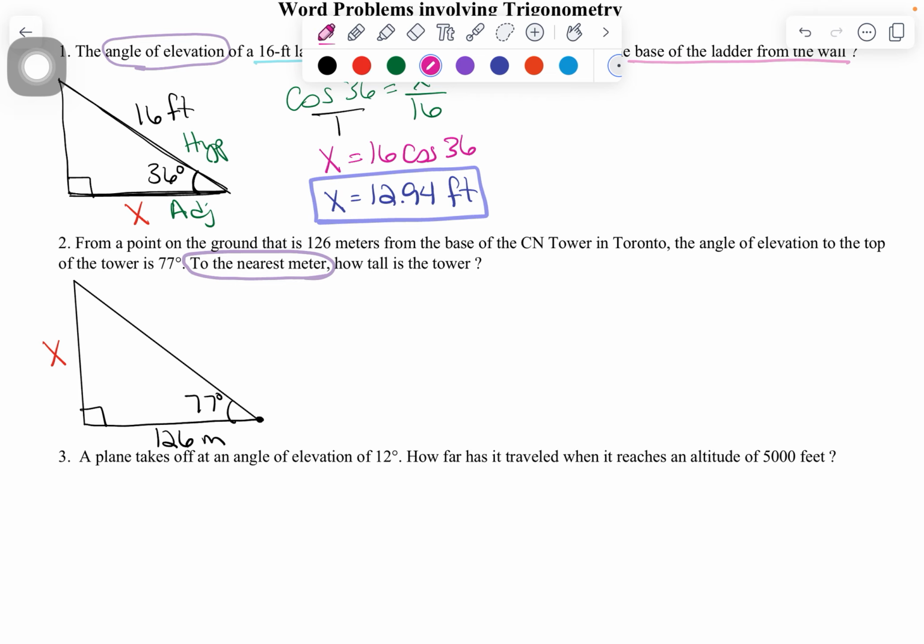Now, as far as labeling goes, we've got the 77-degree angle right here. This 126 is the adjacent side, so it's the side nearest to it. And then this X right here is going to be the opposite side. So which trigonometry equation uses opposite and adjacent? That's going to be tangent. So the tangent of 77 is equal to the opposite side over the adjacent side. Little cross multiplication here to solve, so that's over 1. Let's go, x is equal to 126 times the tangent of 77.